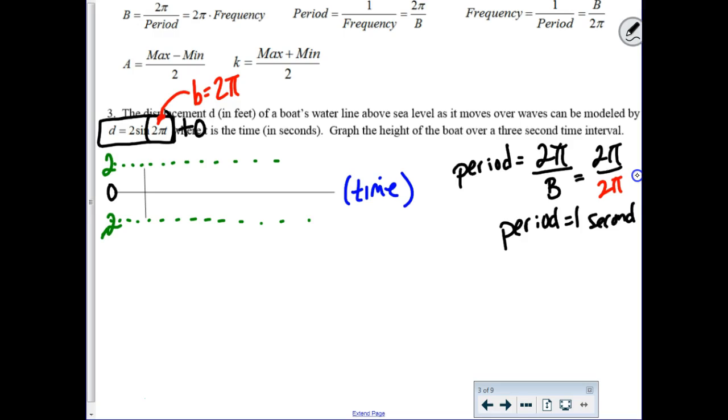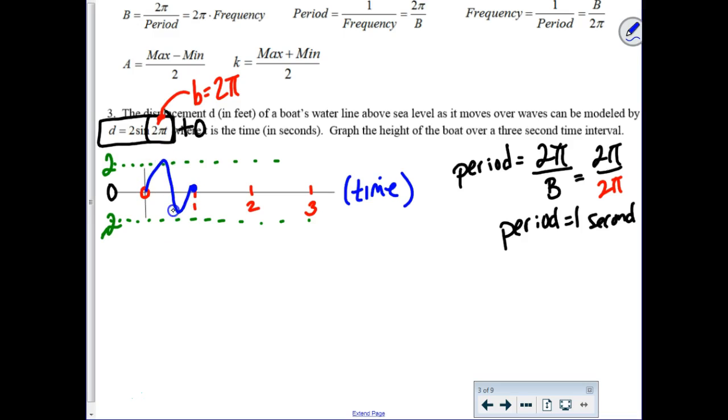So they want you to graph a 3-second time interval. So starting from 0 seconds, they want you to graph 1 second, 2 seconds, 3 seconds. But we just found out it goes through a sine wiggle every single second. So here we go. Can you fit a sine wiggle in between here?